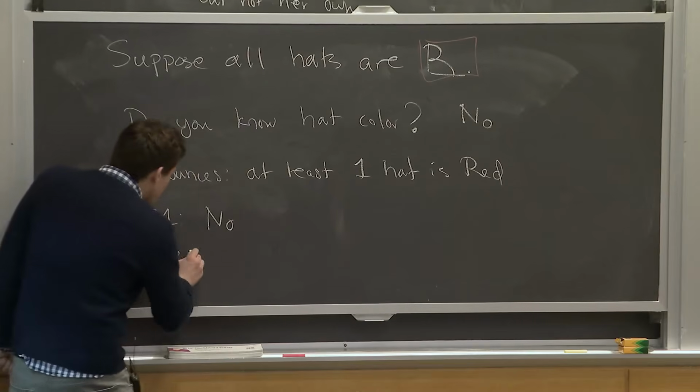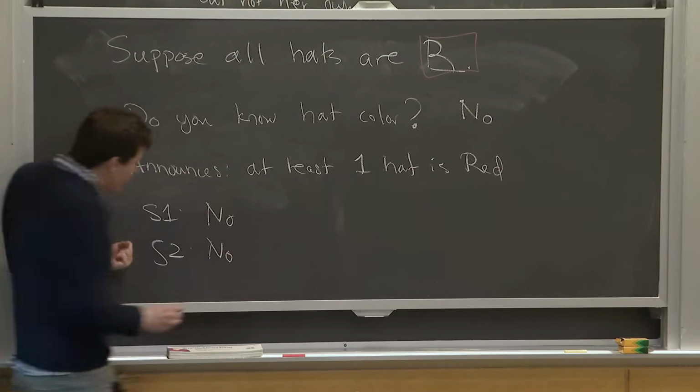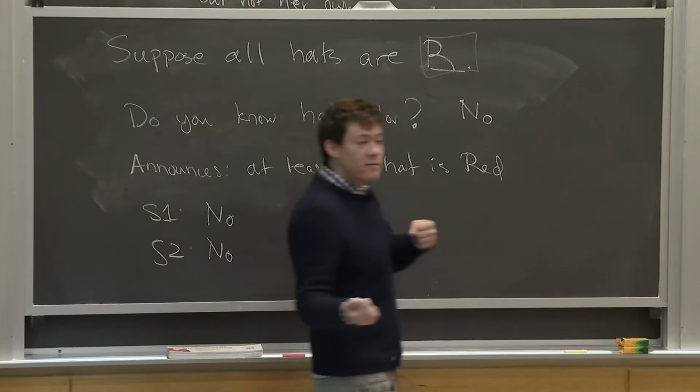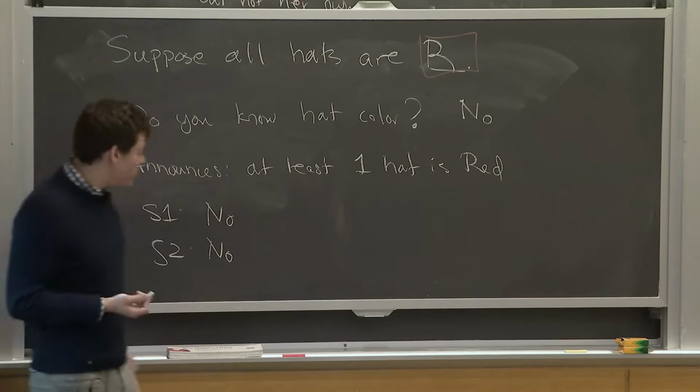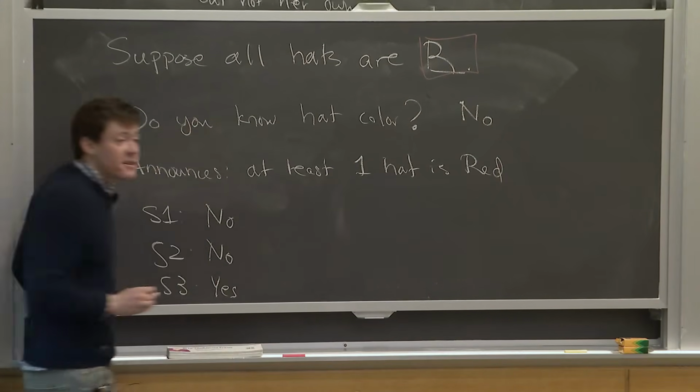And then the teacher goes to student 2 and says, do you know your hat color? And the student says no. And crucially, when the teacher is asking these students, the other students get to observe the answers. So these are public questions, and we're assuming everyone's truthful. And then she goes to student 3, and that student says yes. Now I know my hat color.